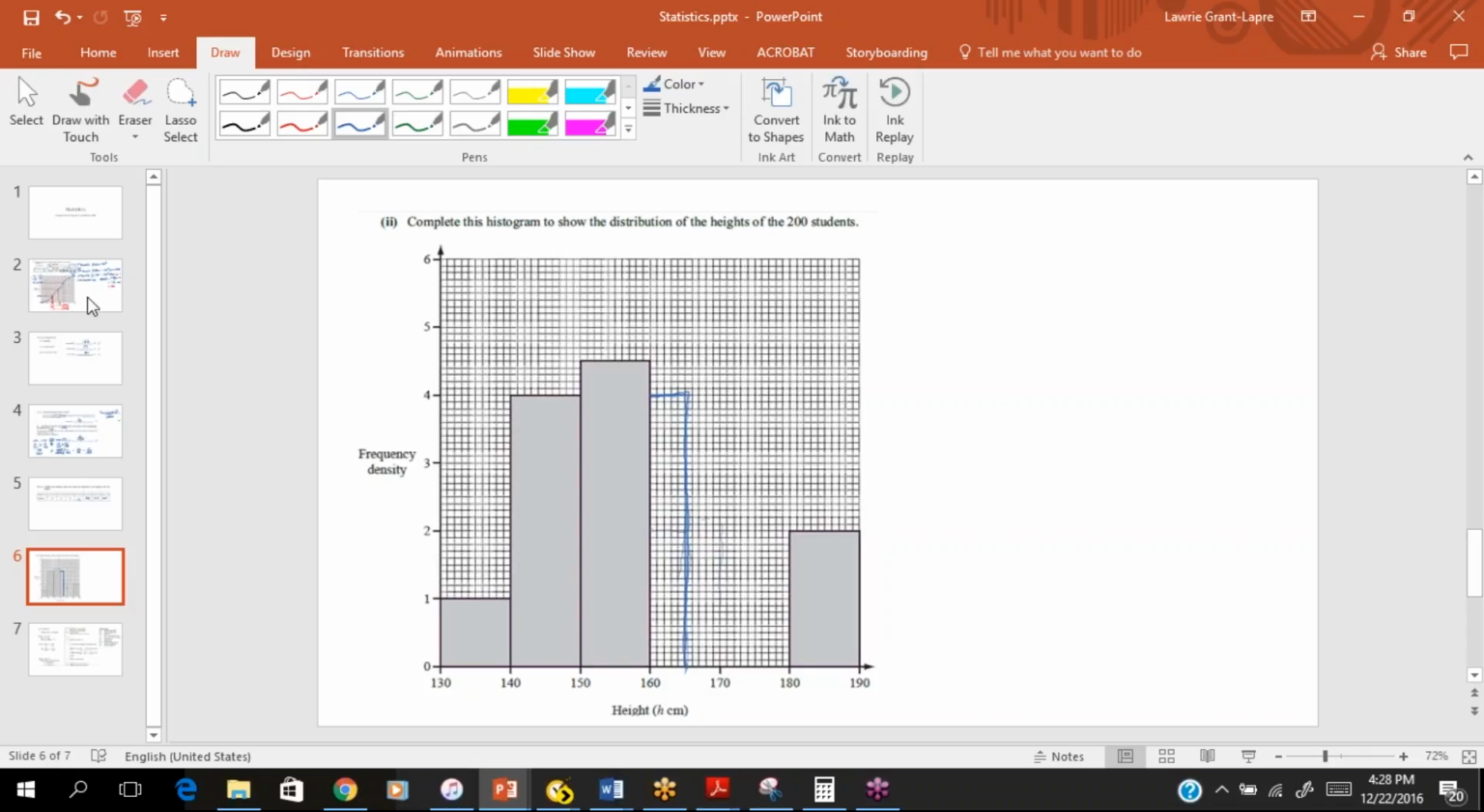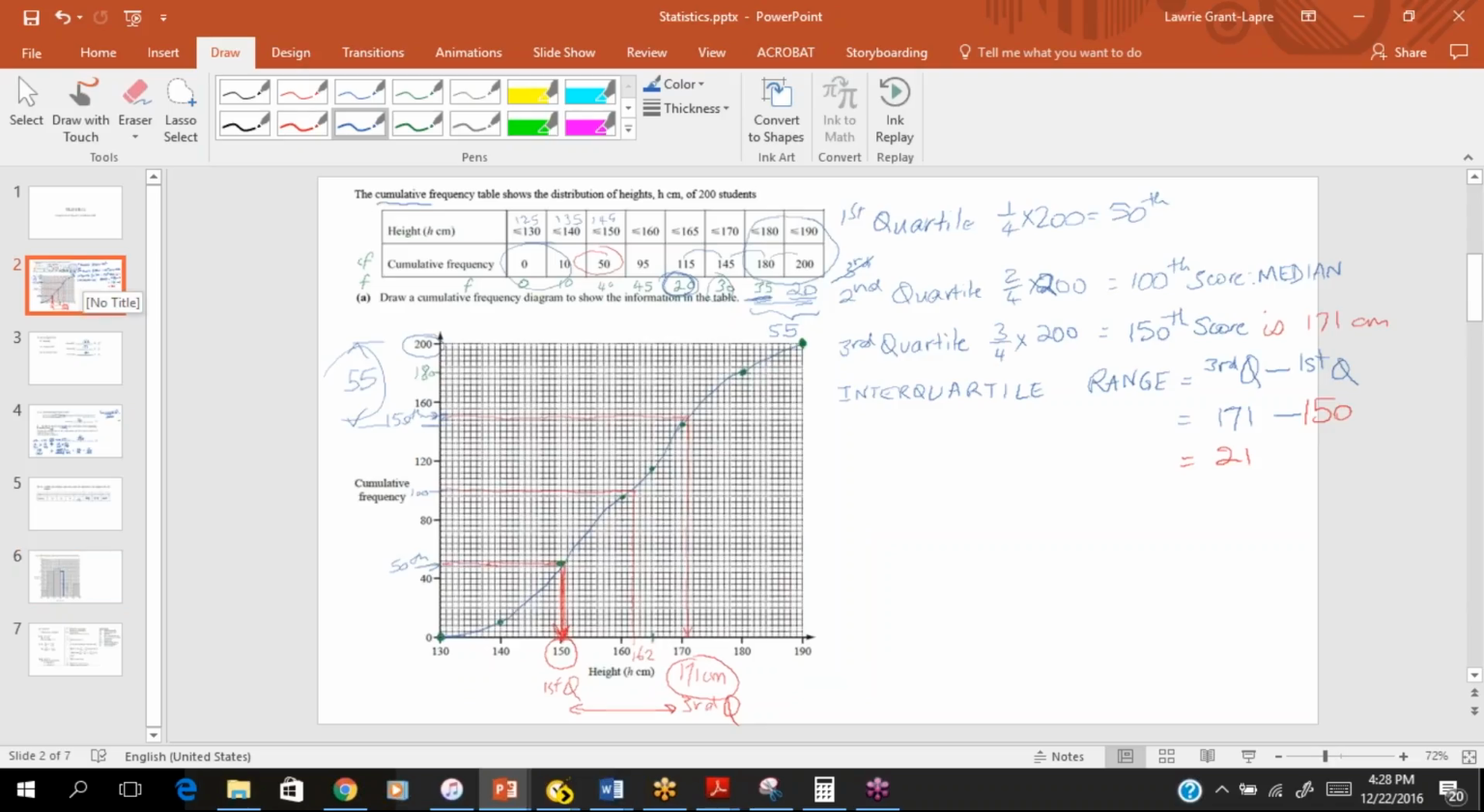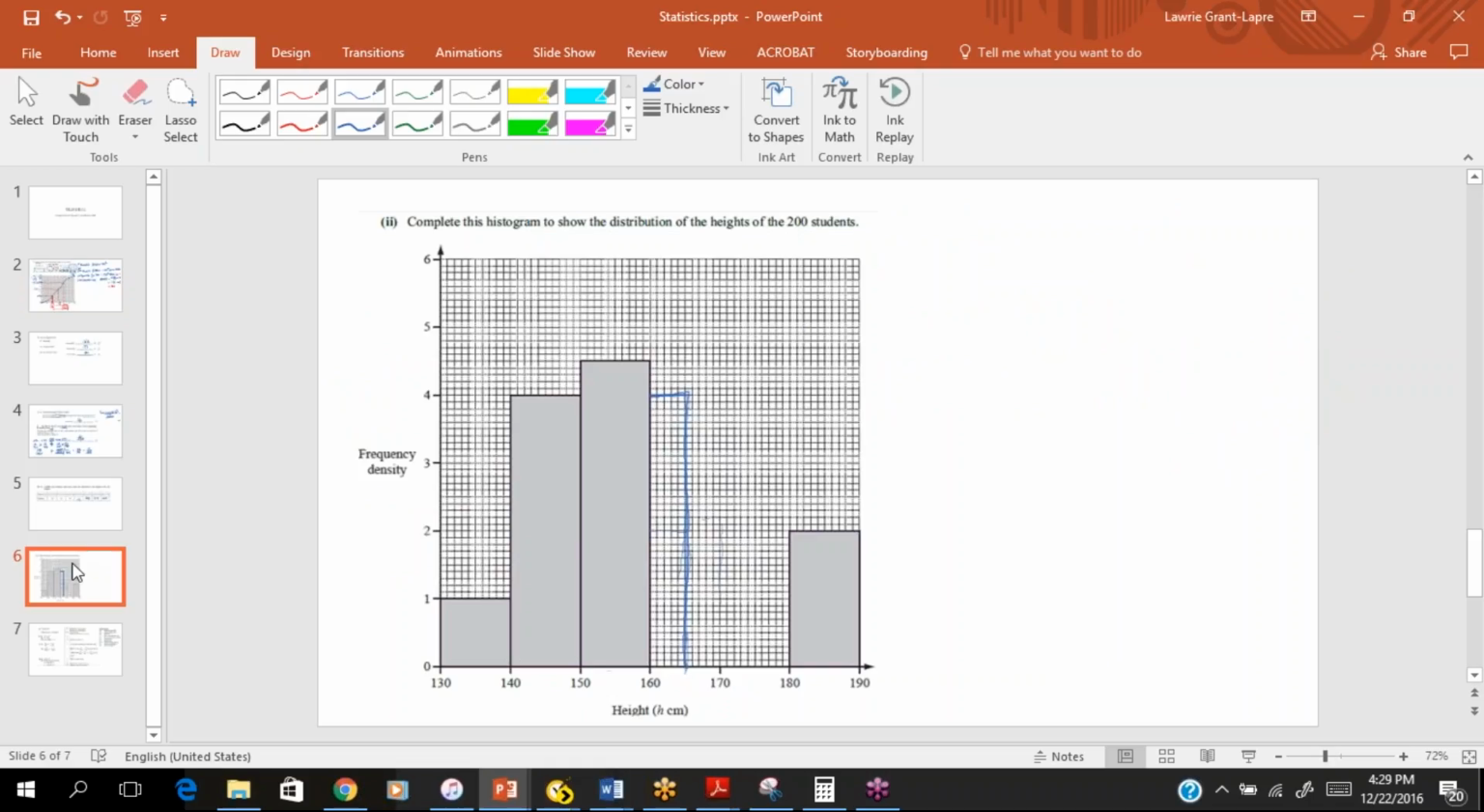And then we've got the next group is 30. Now 30 across 5, if it was 30 across 10, then we want 60 across 5. So this is going to go double. So we go across 1 centimeter.